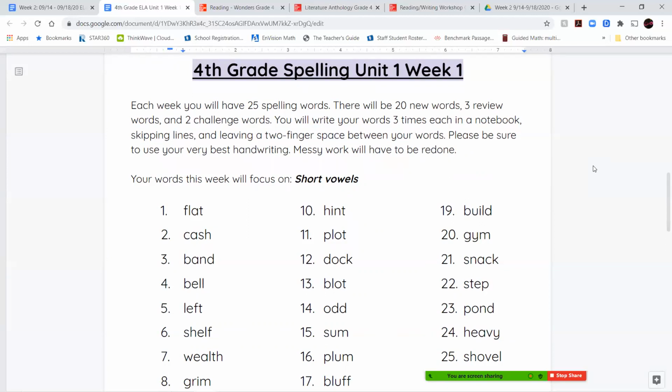Now, when you go to write your spelling words 3 times each in your notebook, you have to make sure you follow a couple specific rules. You need to remember to skip lines. You need to leave a 2-finger space between your words, and you need to use your very best handwriting. If your work is messy, I'm going to send it back to you and ask you to redo it.